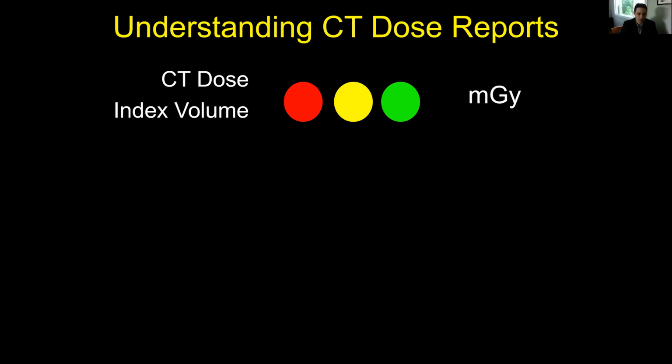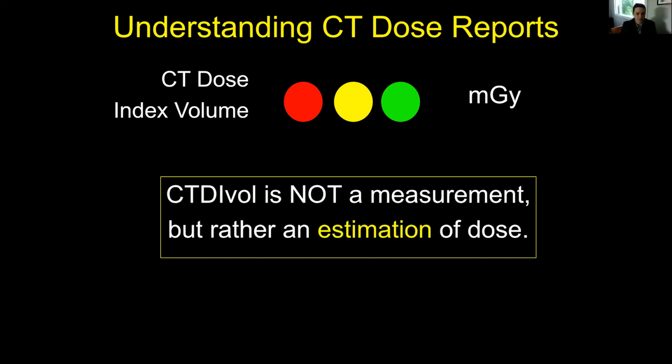We're not even talking about cancer risk yet. We're just talking about the units of exposure. One thing to be aware of, this is not actually a measurement that's reported. It's an estimation. The computer says, well, I know how much energy I put into this, and based on a phantom, this is what it ought to be. But there's no actual meter in there detecting what that patient is getting.